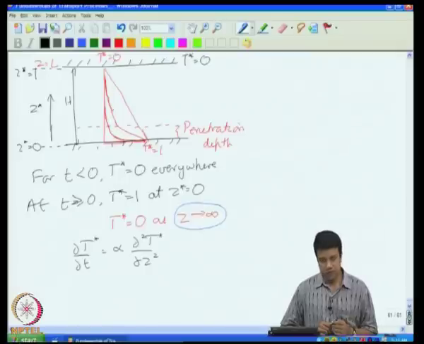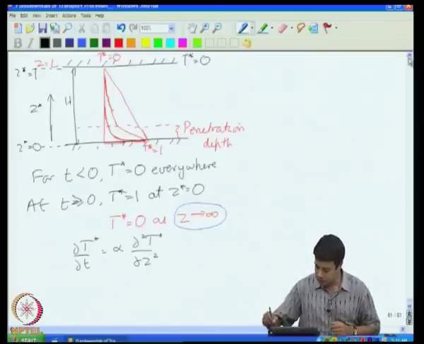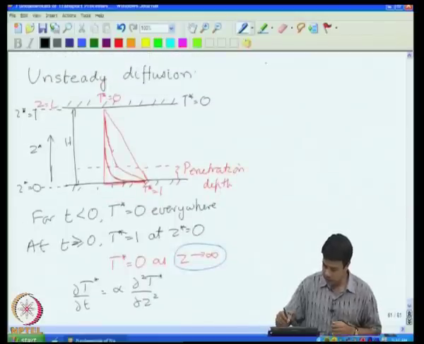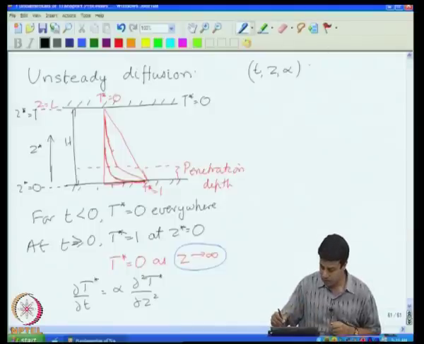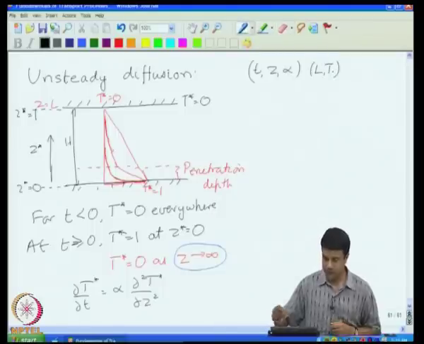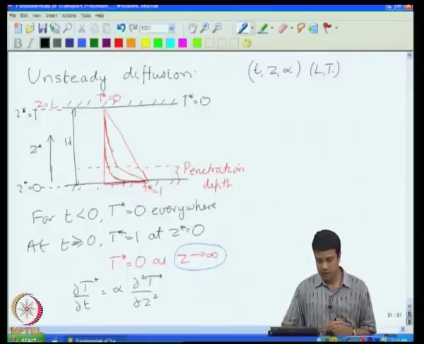Now, the answer to this problem is as follows. I have three variables, t, z, alpha, which have dimensions. And there are only two dimensions that they can depend upon. They do not depend upon mass. They depend only upon length and time. Therefore, from these three coordinates, I can get only one dimensionless group.